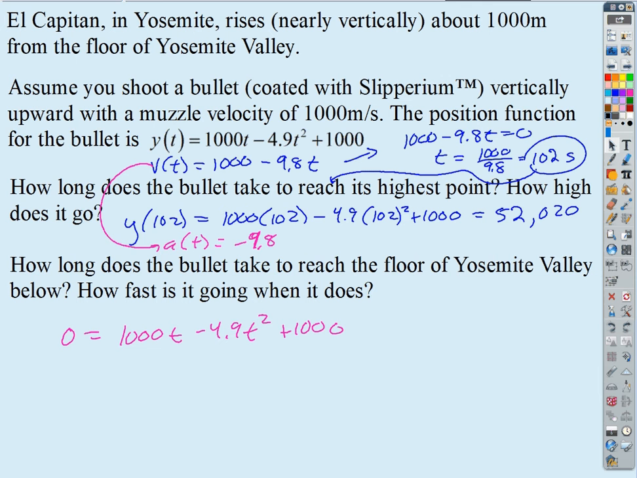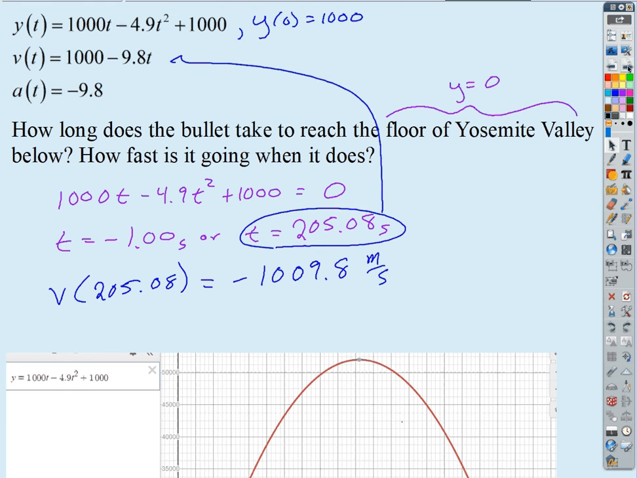The position function is built from that initial information, right? Okay, we did that, and then we set it equal to 0 and asked the physics gods, well, when does that happen? And they told us that it happens at two places, at -1 second and at positive 205.08 seconds. Well, this is the one that was more meaningful to us in the context of the problem we were doing. But this one can't totally be ignored.